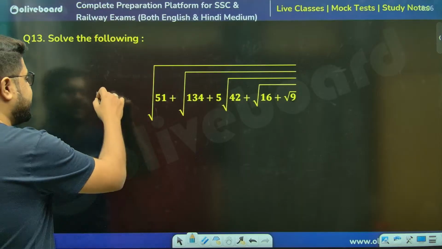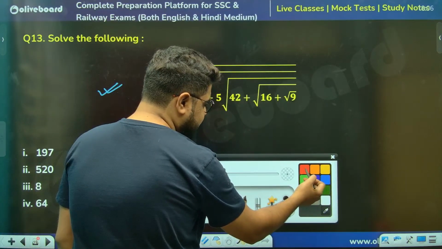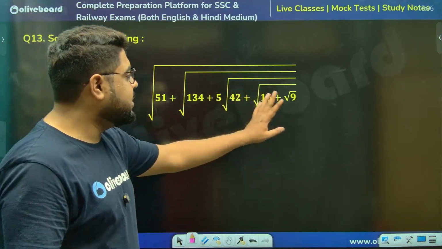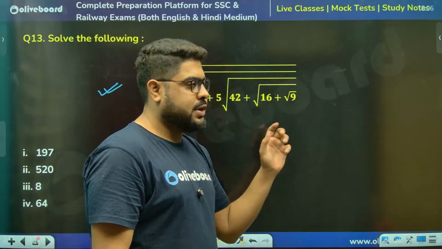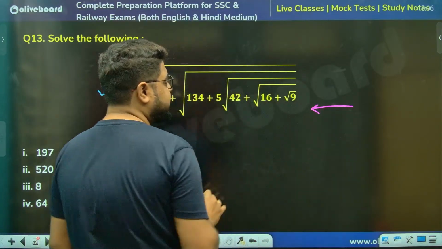One simplification question I have taken. Very simple question. Let's solve this very quickly. Sir, without doing anything, this is 3. Always start from this direction. So 3, 16 plus 3.